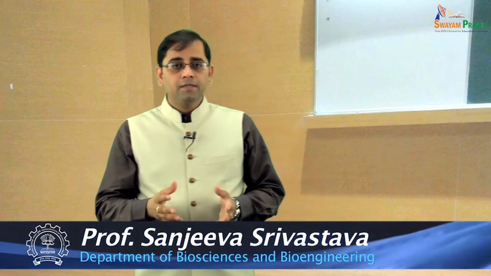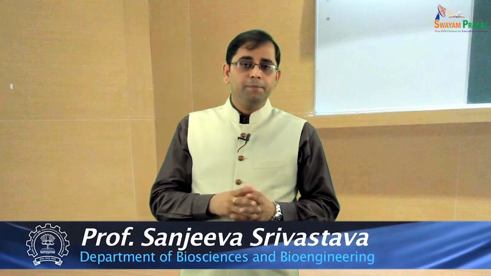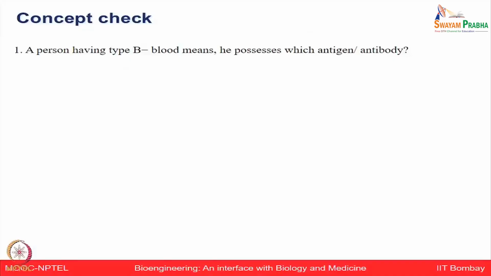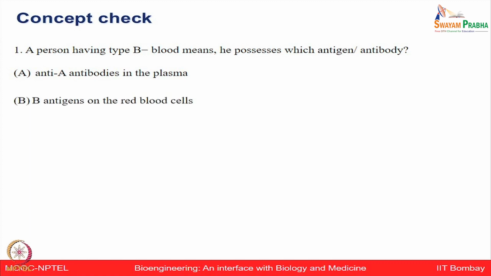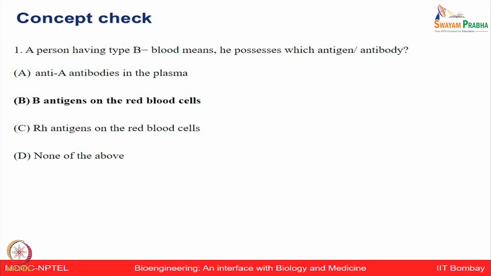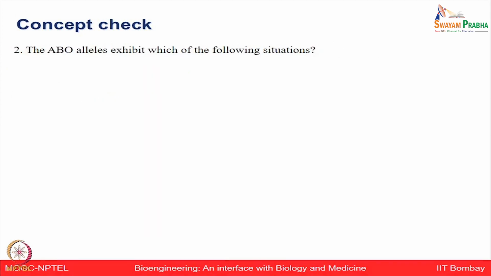Please mark the most appropriate answer based on what you have already learned in the last few classes. A person having type B minus blood means he possesses which antigen or antibody? The ABO alleles exhibit which of the following situations?